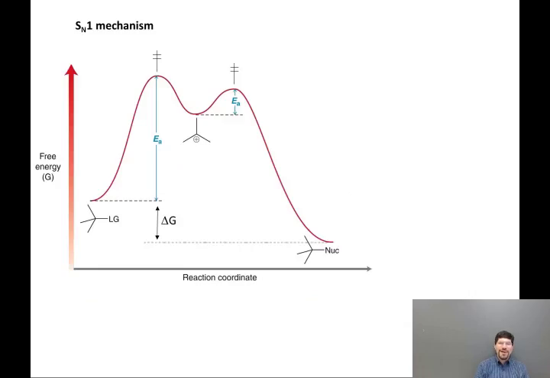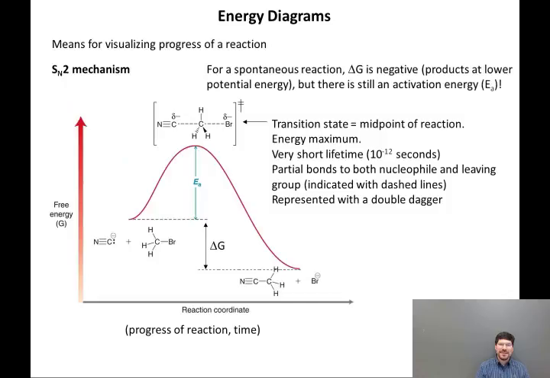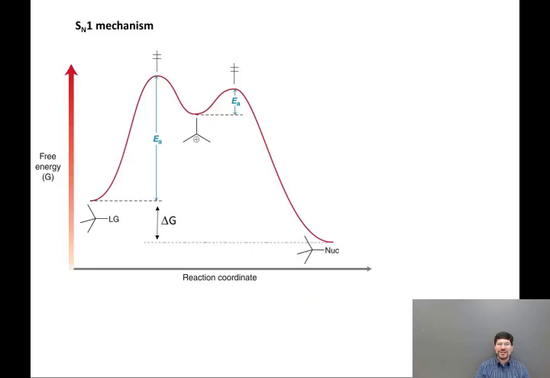Okay, what about the SN1 mechanism? This one's a little more complicated because, as you remember, it's a 2-step mechanism. You've got a starting material that's got its leaving group, and then the nucleophile comes in and takes the place of the leaving group, and as an intermediate, you have a carbocation. So this is also an example of a reaction that has a negative delta G. The product is more stable than the starting material is, but as you can see, there's still a large activation energy, and relatively speaking, there's probably even a bigger activation energy for the SN1 reaction than there was for the SN2 reaction.